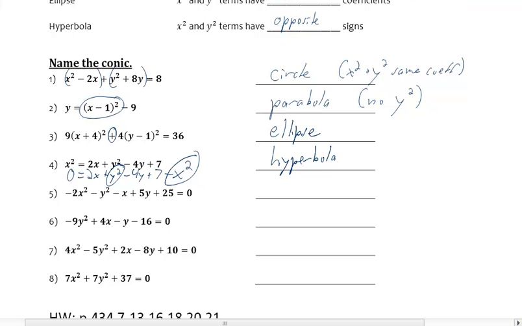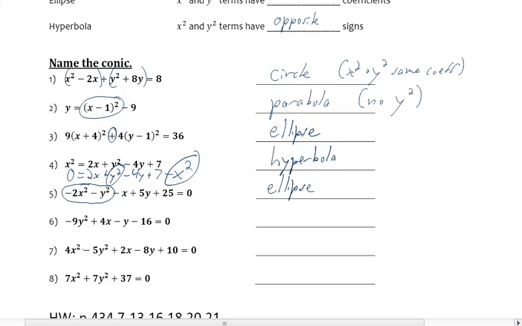Keep moving down. We've got number 5, and I'm circling the x squared and the y squared terms. They are the same sign with different coefficients, regardless of if it's positive or negative. If it's the same sign, it's an ellipse, because you could multiply through by a -1 and make those become positive.